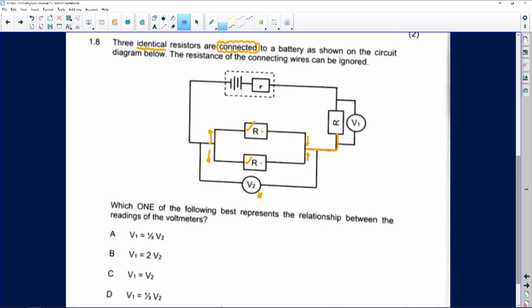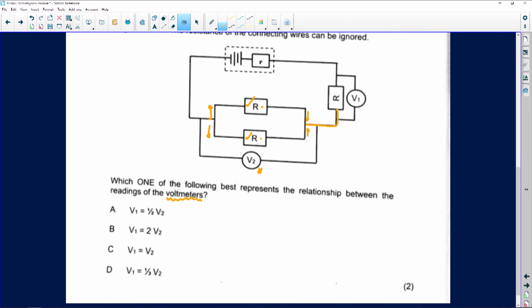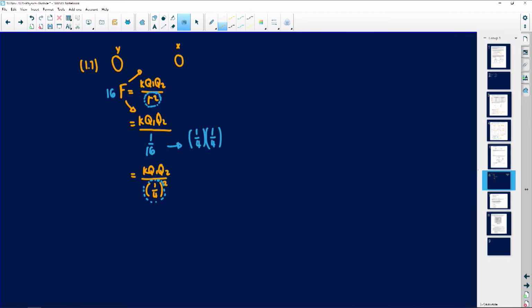Now it continues to say, which one of the following best represents the relationship between the readings in the voltmeters? So what this means, we want to know the answer of voltmeter 1, whatever it might be, what would it be to the voltmeter 2? Will it be half of that, equal, twice, or a third of that? Remember, you cannot guess it, we have to work it out.